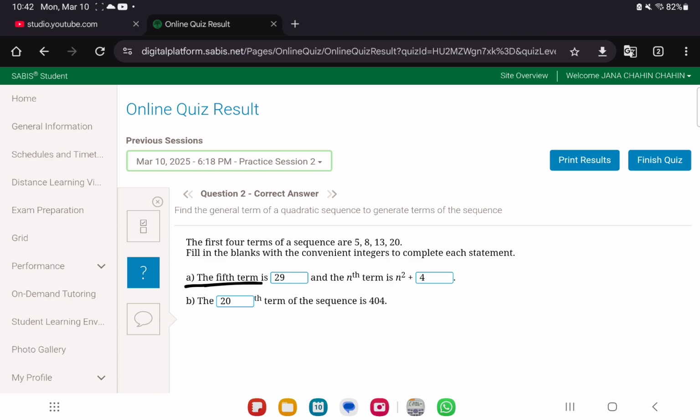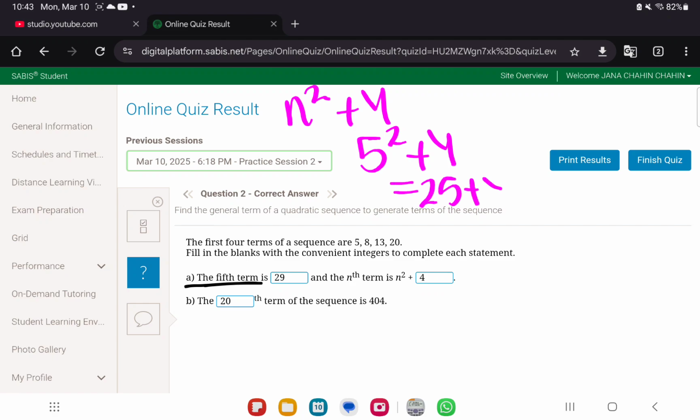Now they want us to find the fifth term. So this is the rule, n squared plus 4. I'm going to write it down. Now they want n equal to 5. So 5 squared plus 4 equals 25 plus 4 equals 29, and that's your answer.